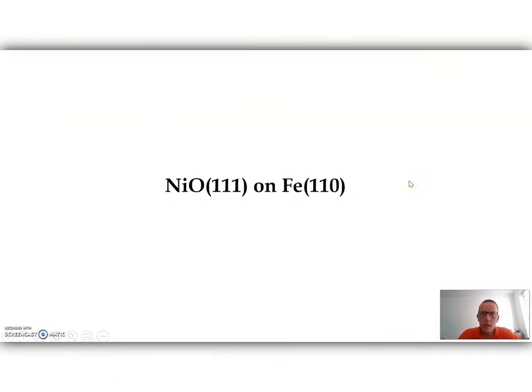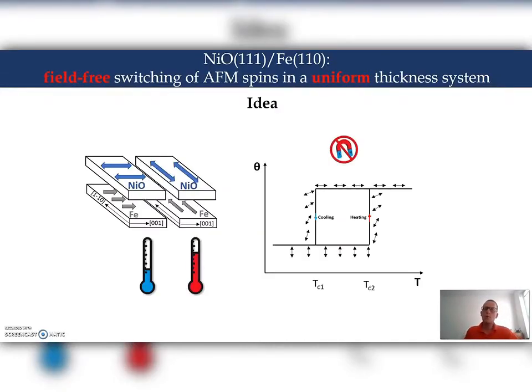And now I switch to results. First, nickel oxide on iron, the main part of the presentation. The idea was: let's cover iron 110 with an antiferromagnetic nickel oxide overlayer, and let's try to induce a temperature-induced spin orientation transition in both the ferromagnetic and antiferromagnetic component of the system. And we also expected that perhaps we will be able to document such thermal hysteresis of the transition, and that would allow us to stabilize one of two possible orthogonal in-plane orientations of antiferromagnetic spins.